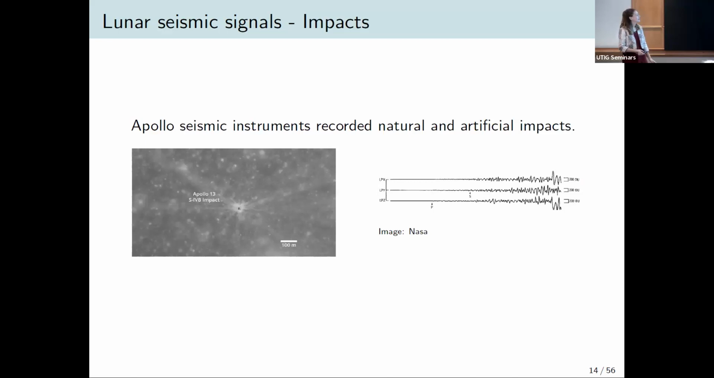The next type of event is impacts. So anytime anything hits the surface of the moon, we can record that shaking. And the example here is from when we purposely went and hit something onto the moon. So the Saturn module was crashed into the surface, and you can see in imagery that impact, and we were able to record it on the seismometers. But it's not just things that we purposely crash into the surface of the moon that you can see. You can also detect natural impactors. Anything that's making a crater on the moon, you could detect with seismology.